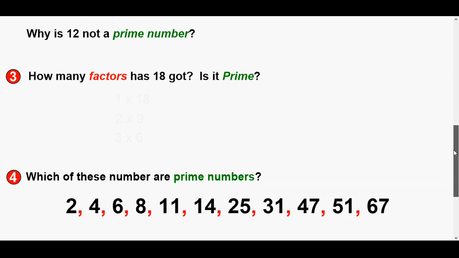How many factors has 18 got? Well, let's do factor pairs. 1 times 18, 2 times 9, 3 times 6. So it's got 6 factors. Is it prime? No, it's not.